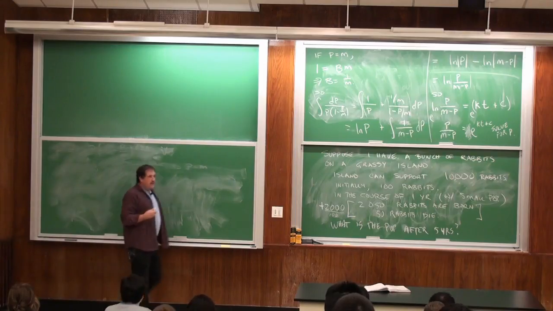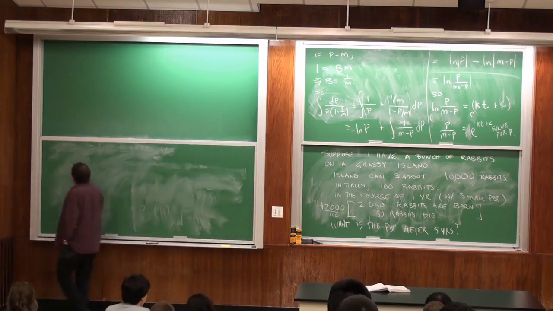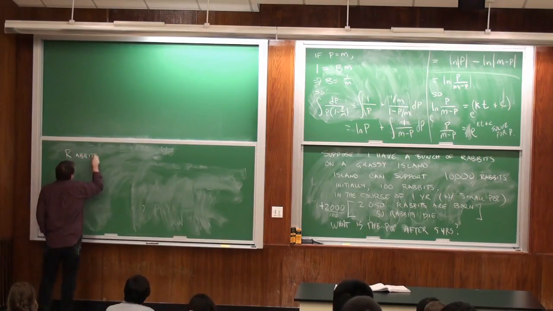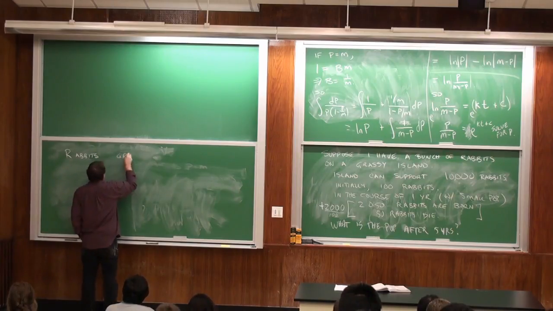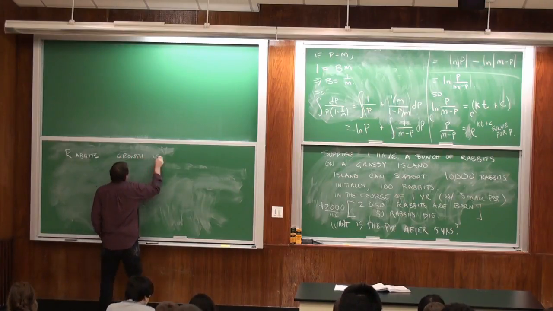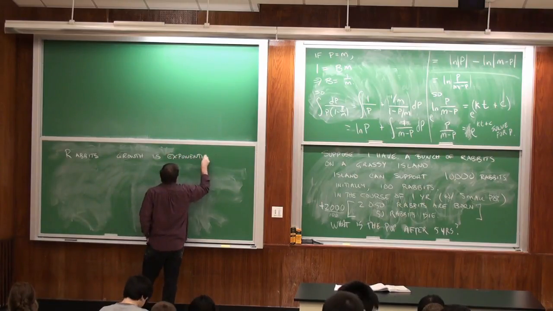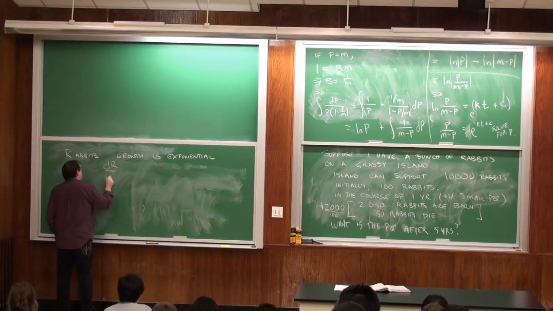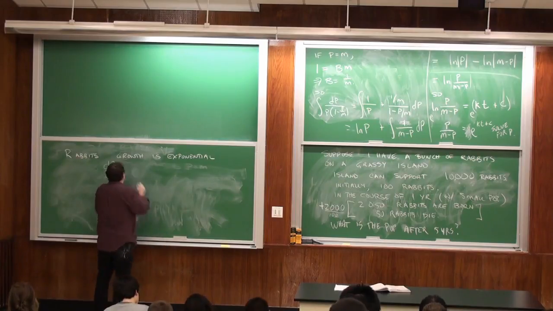Let's think about this situation. So we have our rabbits, who now have unlimited grass supplies, so their growth is exponential. That means that something like A e to the kt.